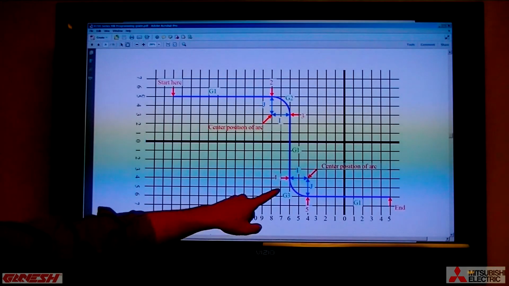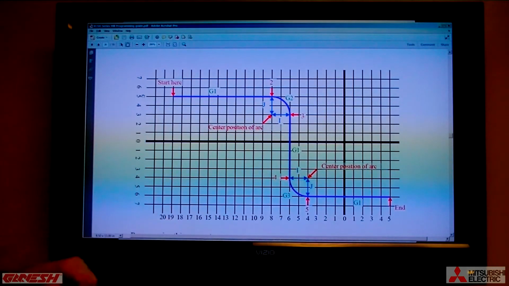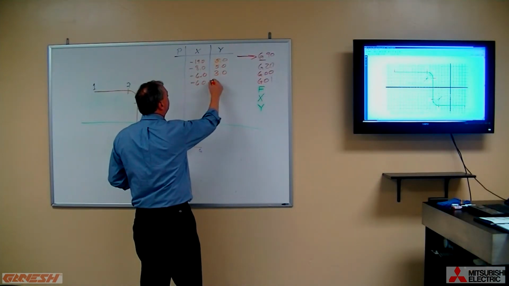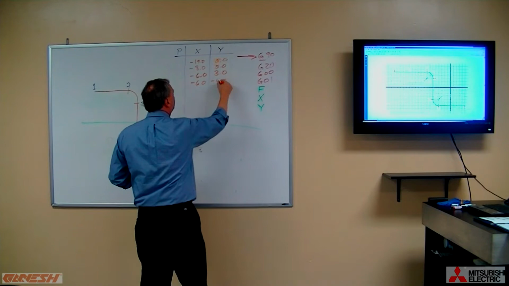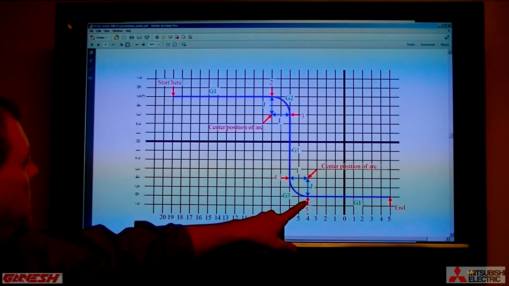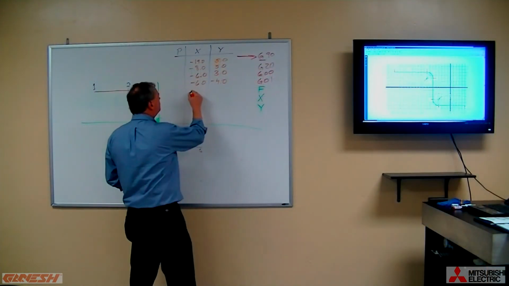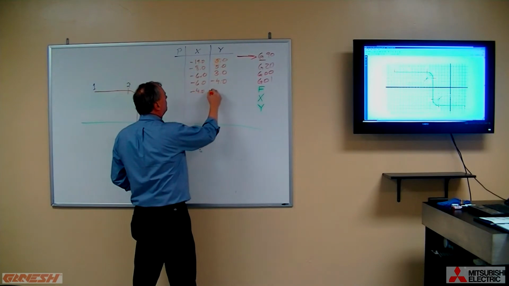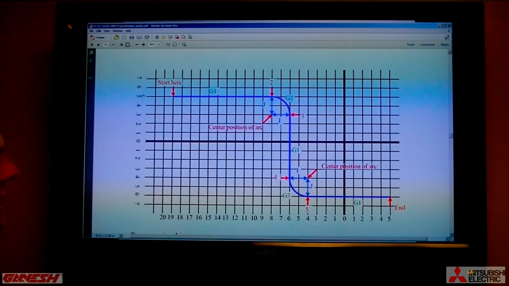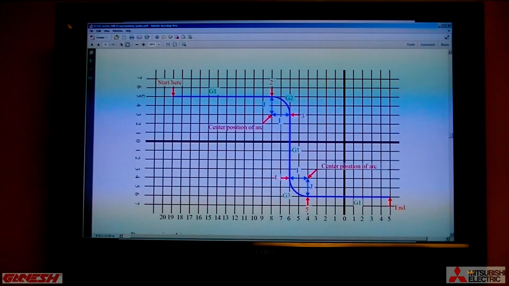And now we'll get point number 4, and that stays at x minus 6, but becomes y minus 4. Point number 5 is at x minus 4, y minus 6. And our endpoint number 6 is at x positive 5, y minus 6.